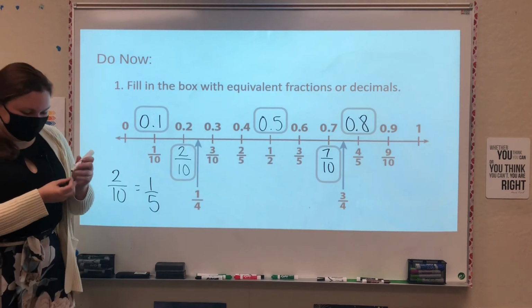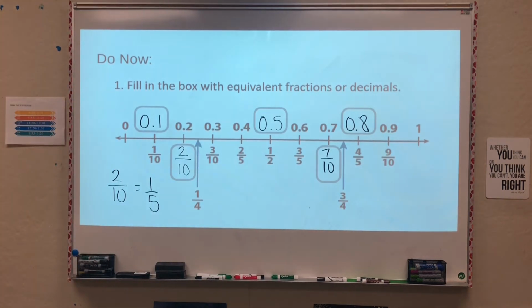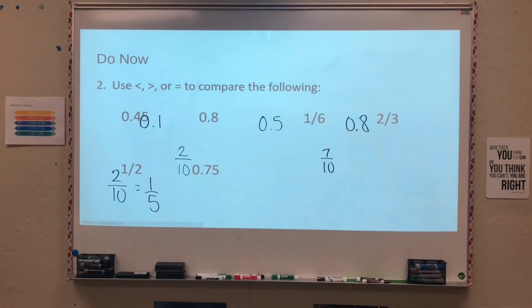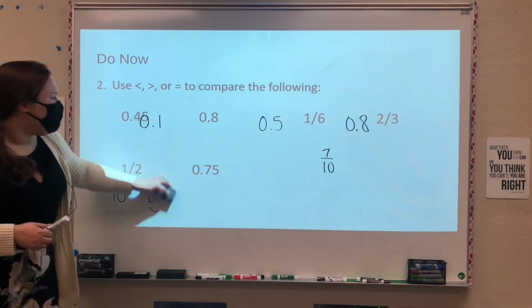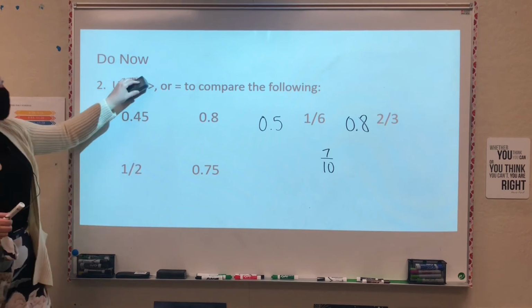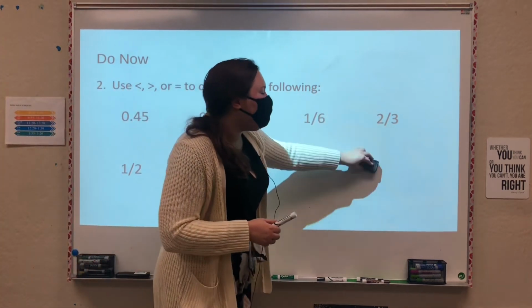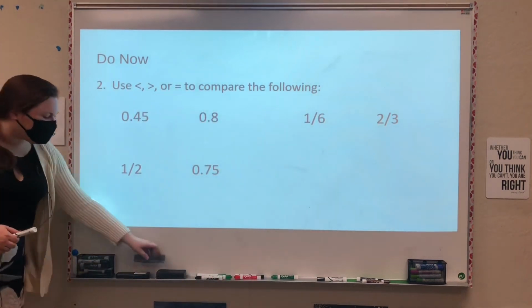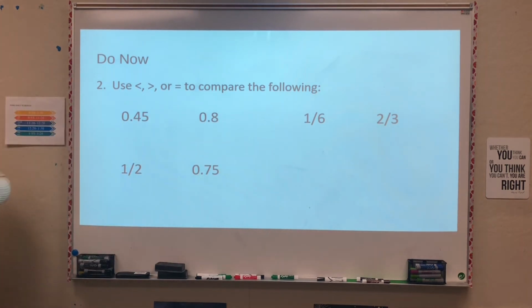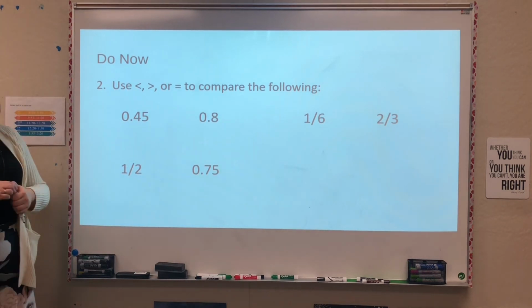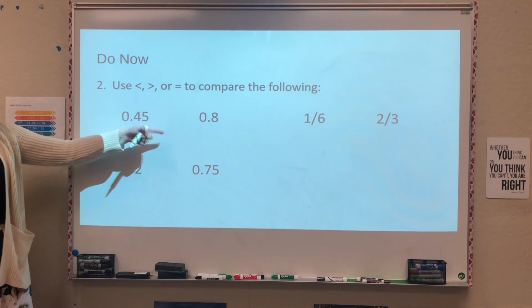So we've got that. And then the second part was having you compare fractions and decimals. Let me erase that first. For all of these, you're using the inequality signs we learned yesterday, or the equal sign, to compare them. So I've got 0.45 and 0.8. What inequality sign would I want to put right here?